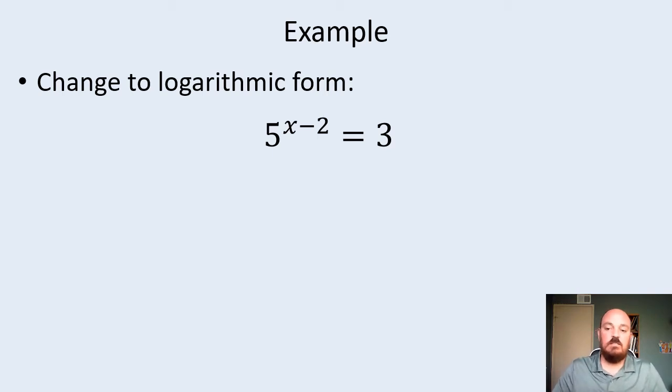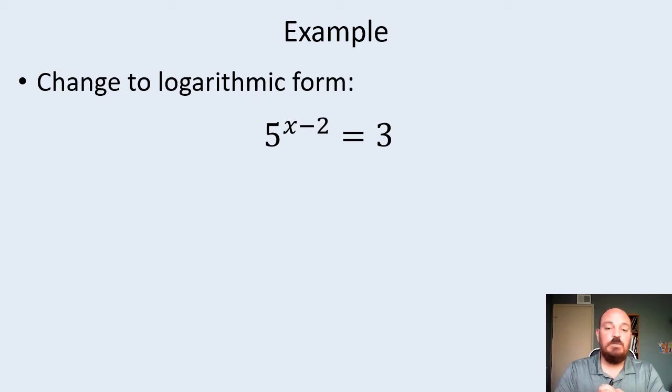One of the keys to being successful with logs and exponentials is being able to quickly and easily switch back and forth between the two. Meaning, in certain problems, you may have a log function that you want written in exponential form, or vice versa. Maybe in another question, you have an exponential function that you want in log form. Understanding that relationship and being able to switch back and forth is very, very important. So we're going to do one of each.